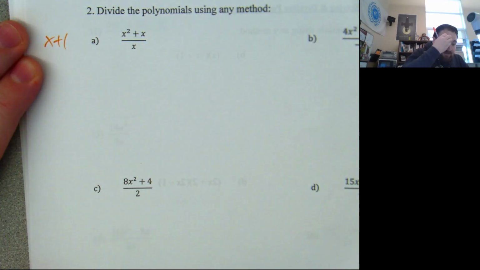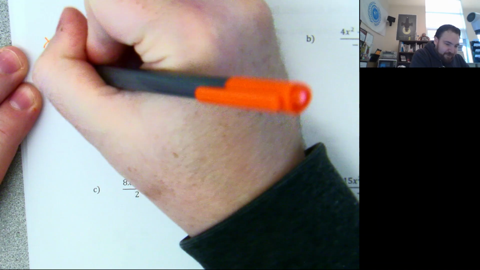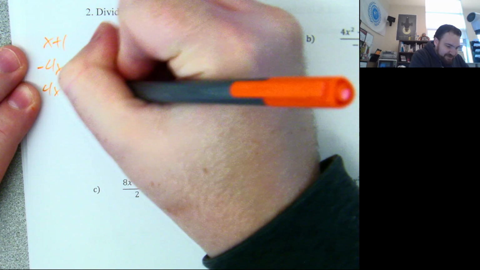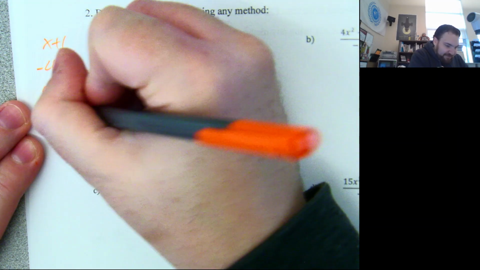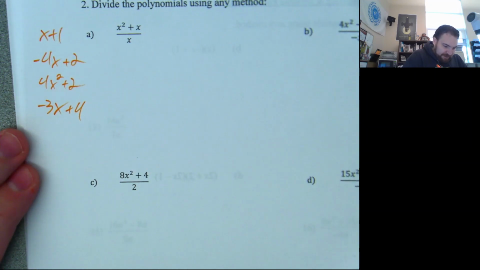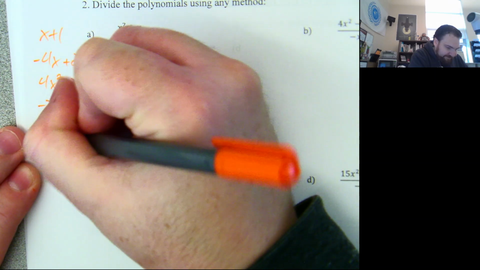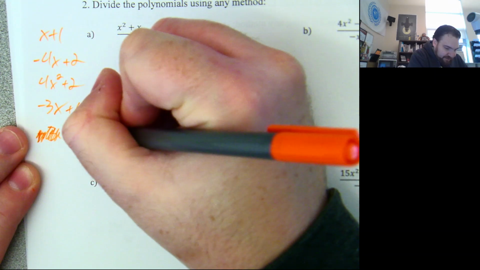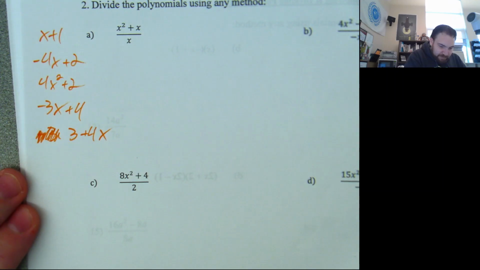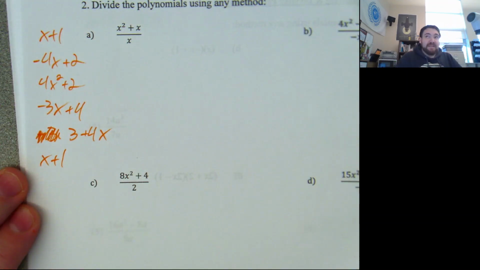There's going to be an x plus 1, a negative 4x plus 2, a 4x squared plus 2, a negative 3x plus 4, a negative 3 or positive 3. Let's get rid of that. Start again. A 3 plus 4x, a x plus 1. That's that page.